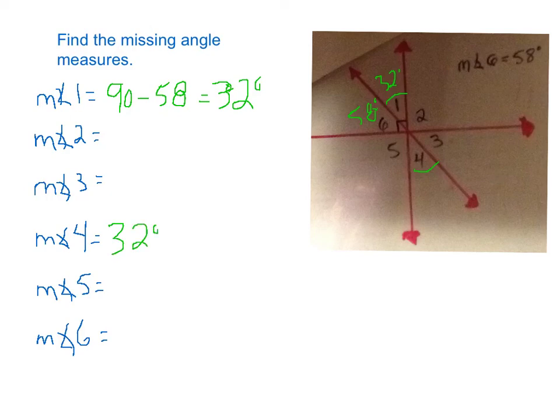If you look at angle 6 and angle 3, those are vertical angles, so they're going to be equal. So this should also be 58 degrees. That one was 32. So angle 3 is 58. Angle 2 is 90 degrees, and angle 5, well, that's vertical to 2, so this is going to be also 90 degrees. So that's 90. That one's 90, and angle 6 we were given. That's 58 degrees.